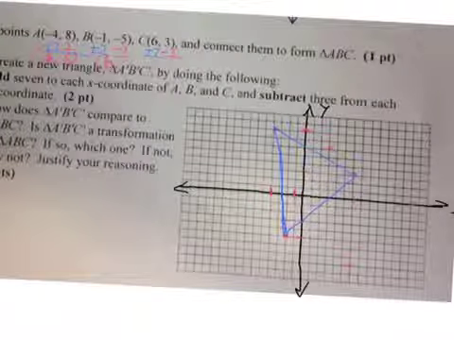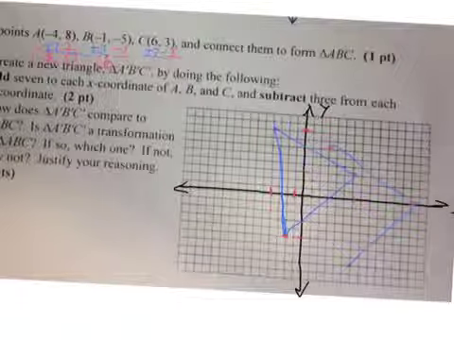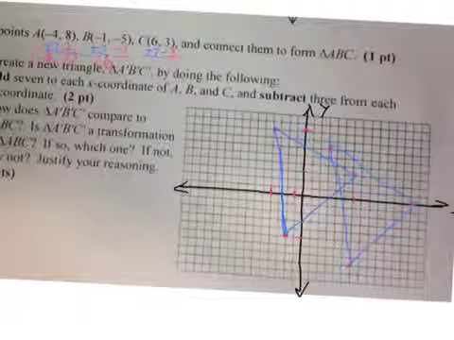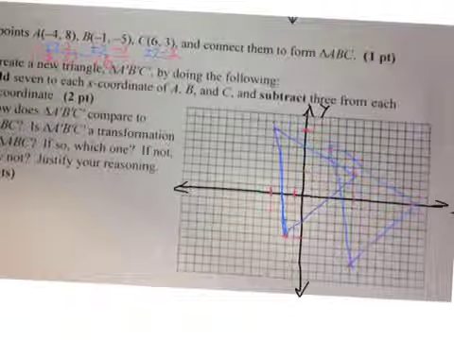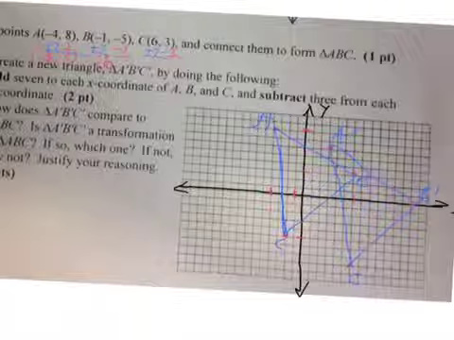Okay, so I have the 3 coordinates plotted, and now I just connect them, and we have our new triangle. So this is triangle A prime, B prime, and C prime. And we started with triangle A, B, and C.